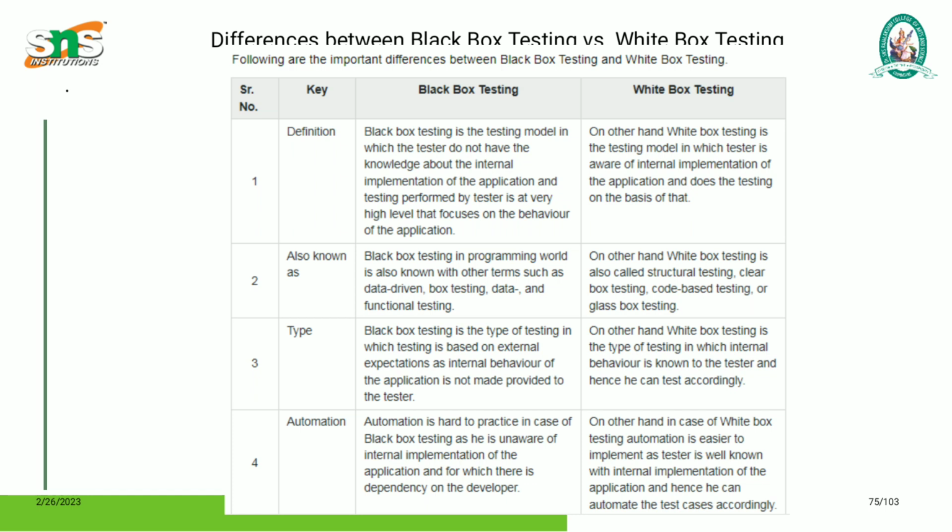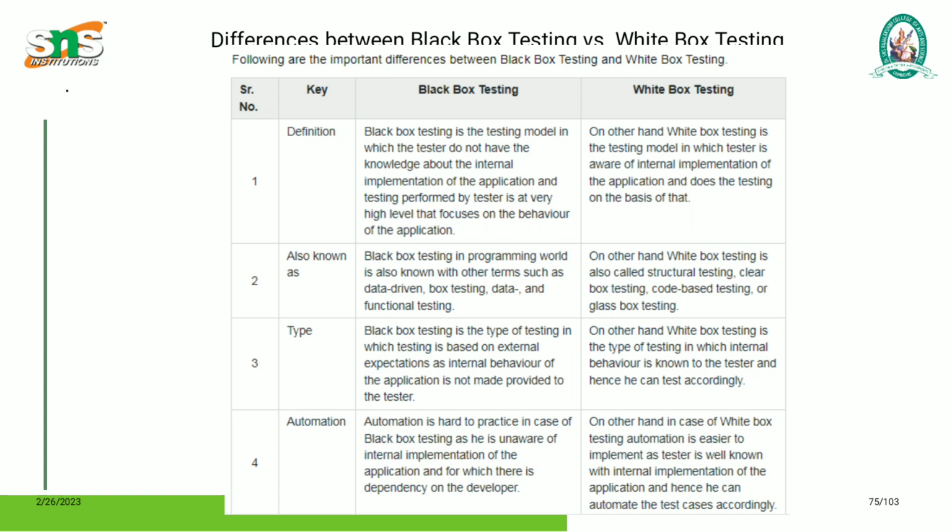Black box testing is data driven testing. On the other hand, white box testing is also called structural testing, and the tester works with the code. Black box testing is the type of testing in which testing is based on external expectations, and the internal behavior of the application is not provided to the tester. On the other hand, white box testing is the type of testing in which internal behavior is known, which is easier, and hence the tests can be done accordingly.